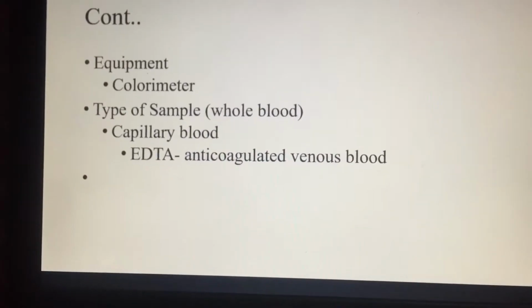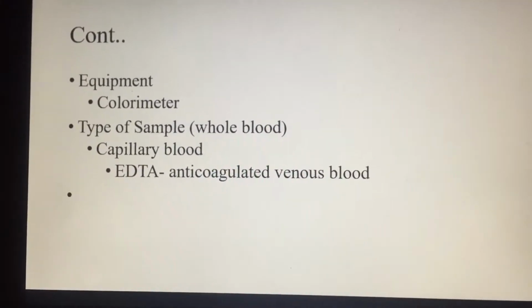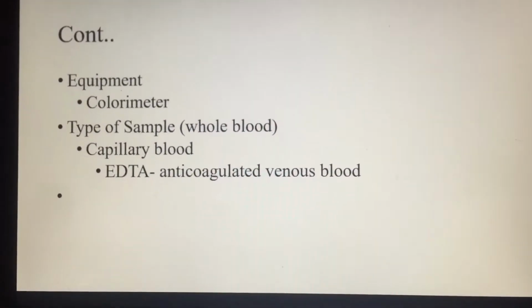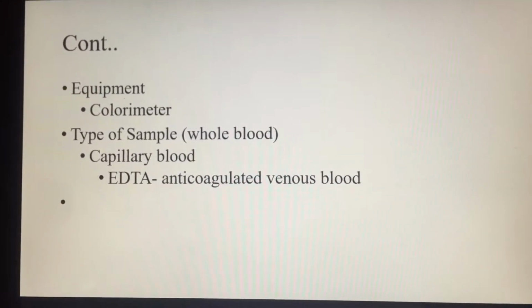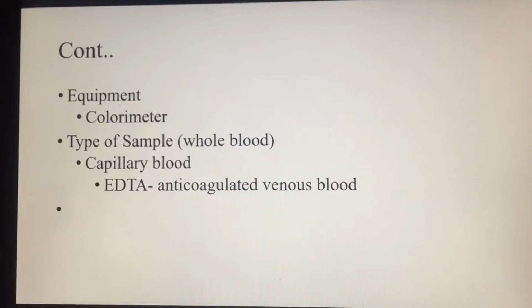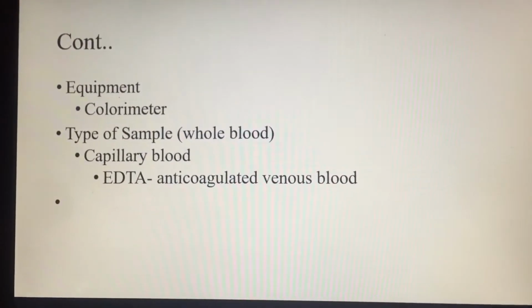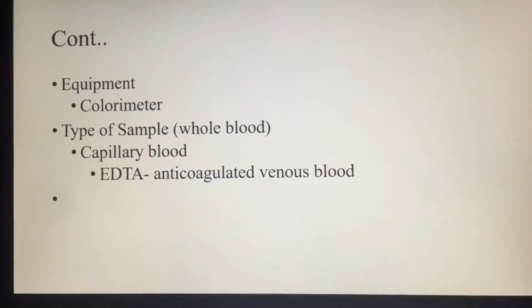So that is the materials. Now let us see the equipment. In equipment we have a colorimeter. That is the equipment we are using to do this hemoglobin cyanide method. A colorimeter is equipment used to measure the optical density or absorbance of a certain fluid.